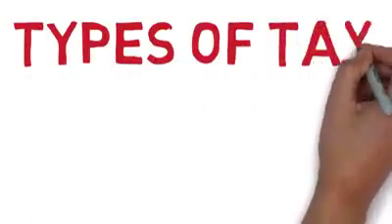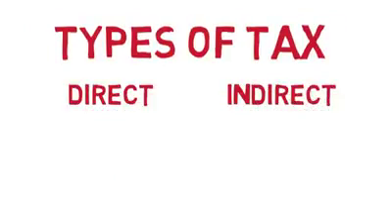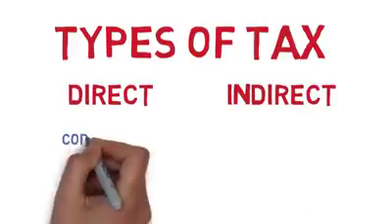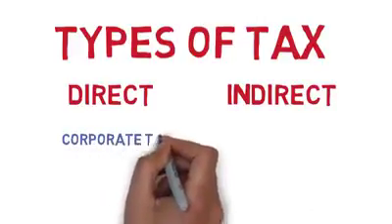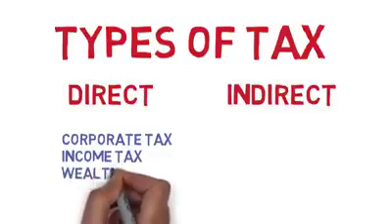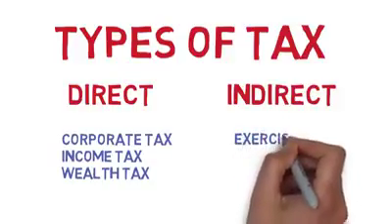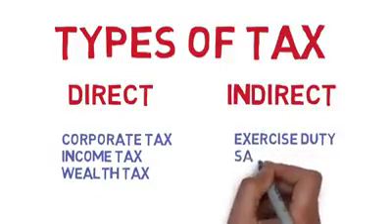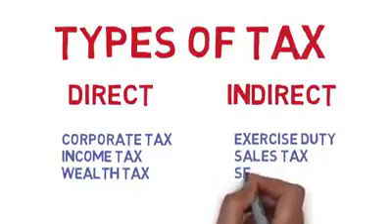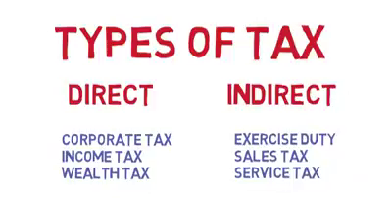There are actually two types of taxes. One is direct tax and the other is indirect tax. Direct tax is a tax whose liability cannot be shifted to someone else, like corporate tax, income tax, wealth tax, etc. But indirect tax is a tax whose liability can be shifted to someone else. It is central excise tax, sales tax, services tax, etc.